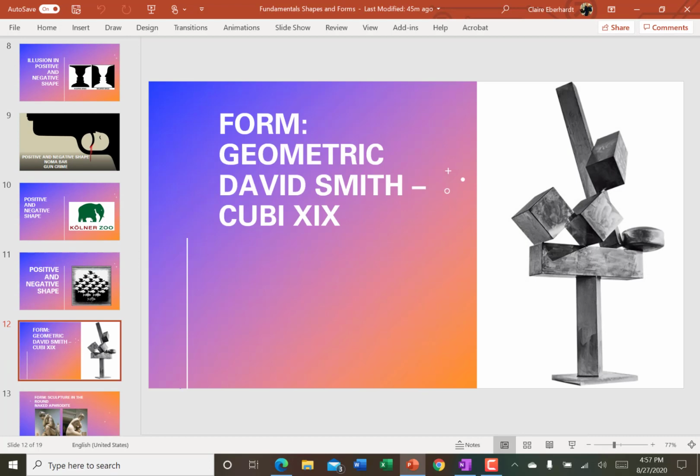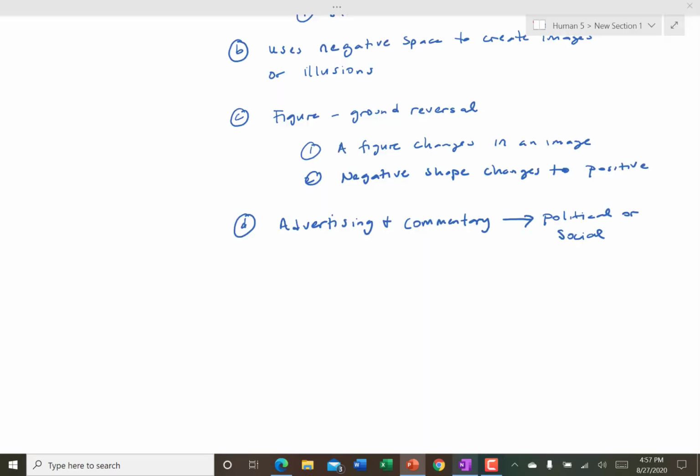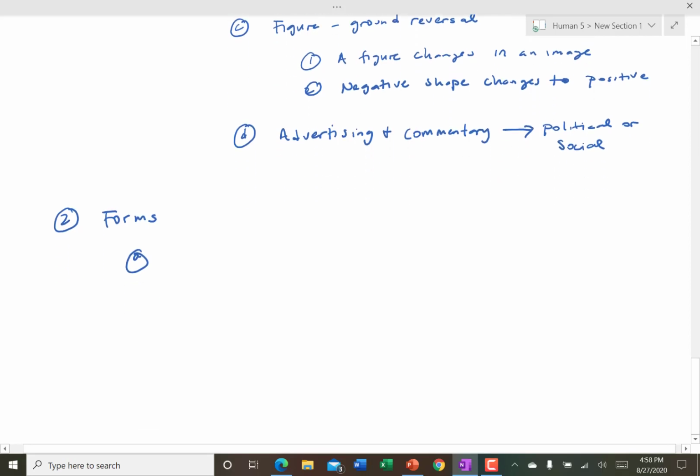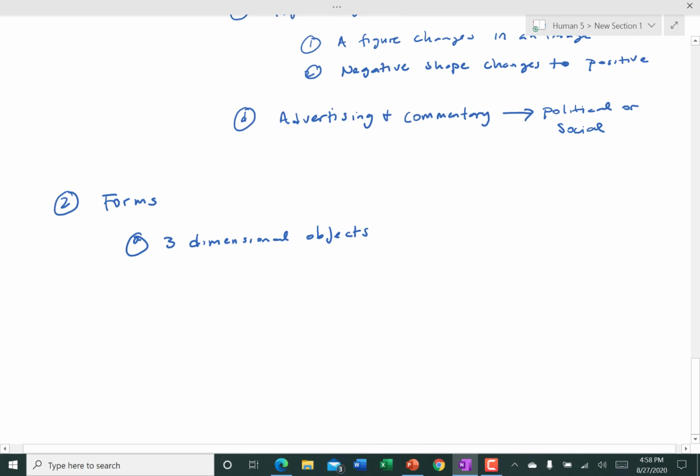Okay, so now we're going to move into forms and look at what forms are. If a two-dimensional object is a shape, then forms are three-dimensional objects. And those are called forms.